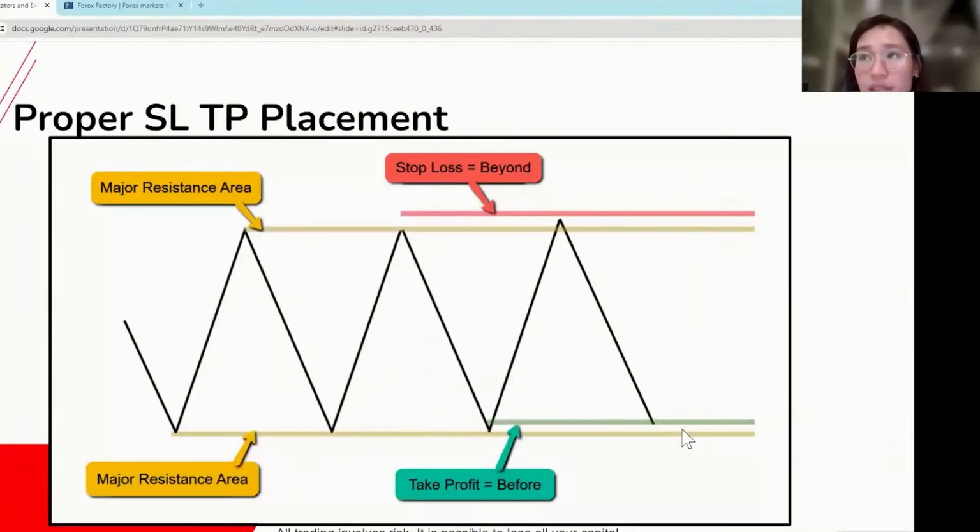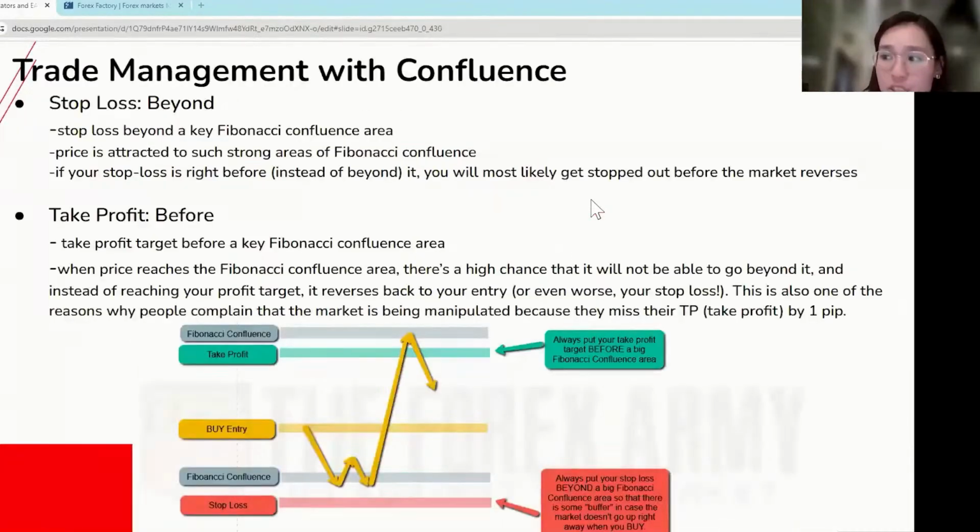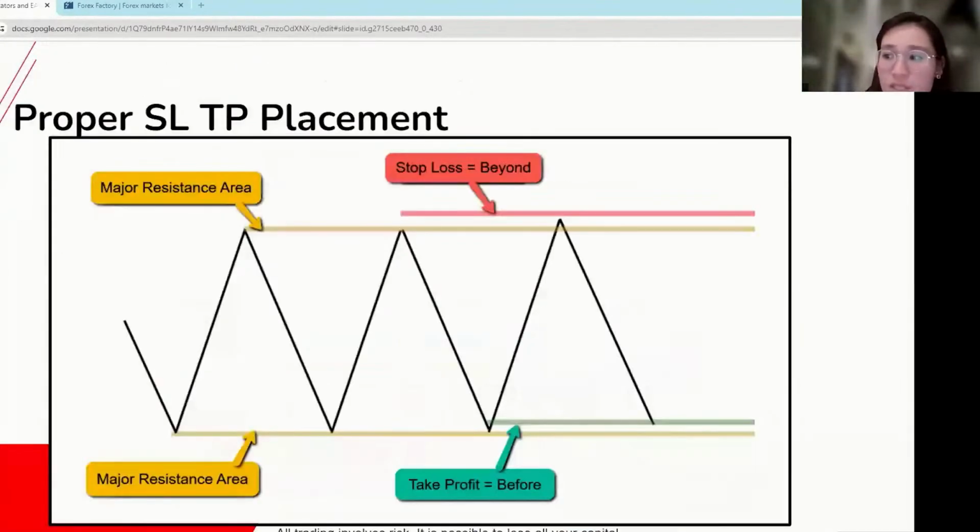For our sell entry, which is in this example, we'll place the take profit and stop loss before any resistance areas. So basically above it, like this. Okay, so again, for buy entries, we'll place it below your key areas, and for sell entries, we'll place it above it. That's an easier way to remember. So this is the proper stop loss and take profit placement to ensure that you maximize your wins and minimize your losses.